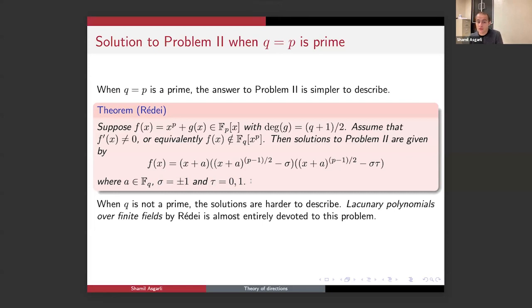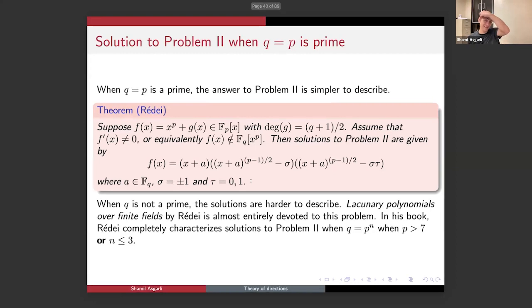But when q is not prime, the solutions are much harder to describe. So if q is a prime power, an arbitrary prime power, it's harder to describe the solutions. And in fact, the whole book, Lacunary Polynomials over Finite Fields, is almost entirely devoted to describing the solution to problem 2. And in his book, Rédei actually completely characterizes solutions to problem 2 in the case when q is equal to p to the n, where p is bigger than 7, or n, the exponent, is at most 3.